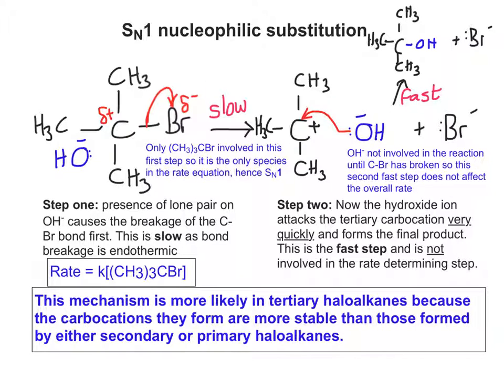Now one thing we haven't looked at is secondary haloalkanes. We looked at primary ones and we looked at tertiary ones. So what do secondary haloalkanes do? This is a little bit more complex. They can actually undergo Sn1 or Sn2. If we look at a secondary haloalkane, the example we're going to look at is a chiral molecule. So it brings in a little bit of optical isomerism as well.